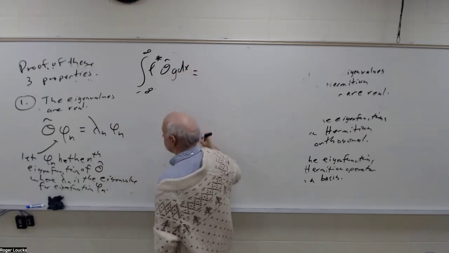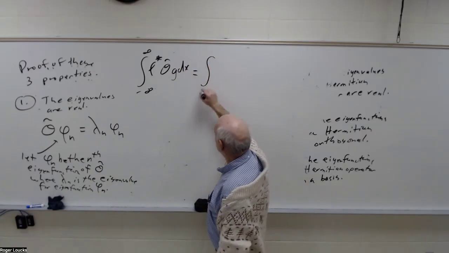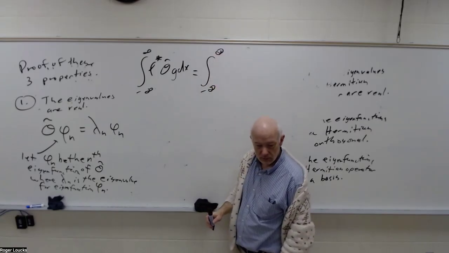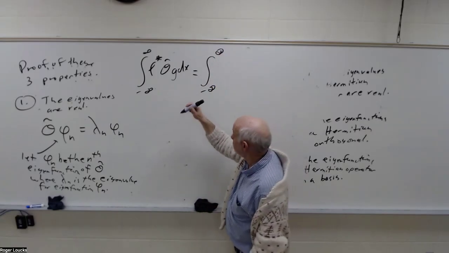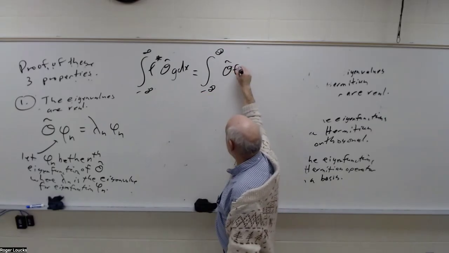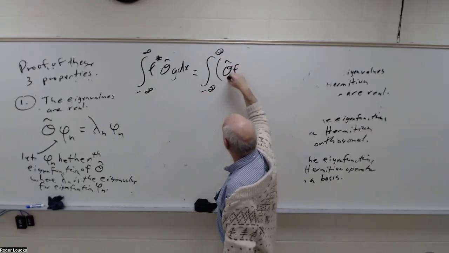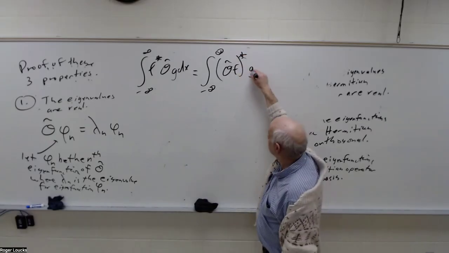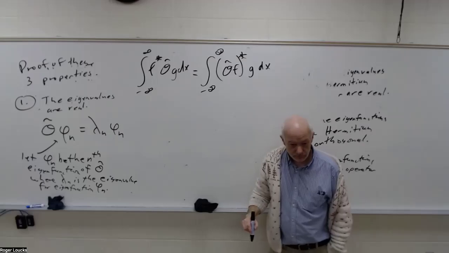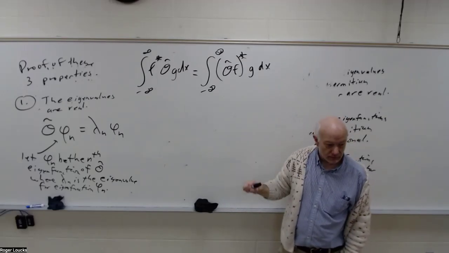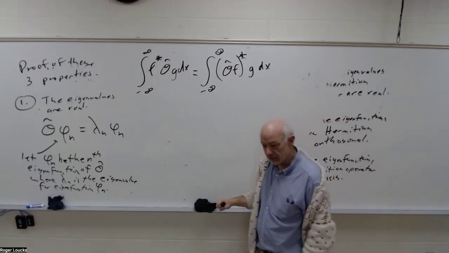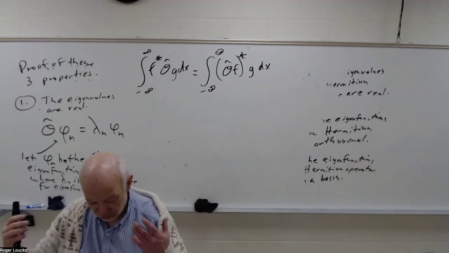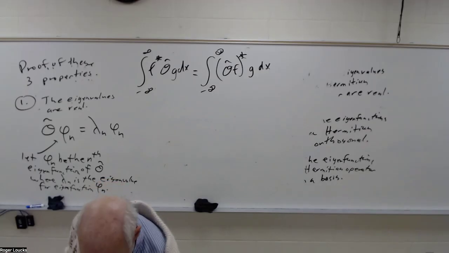If this equals the integral over all space of O acting on f, then we take the complex conjugate of all that, times g dx. I'm going to erase it every time and then put it back in so you'll be forced to remember it. The only way our brains work is you have to keep getting exposed to the same thing.